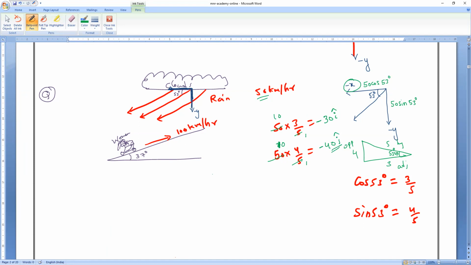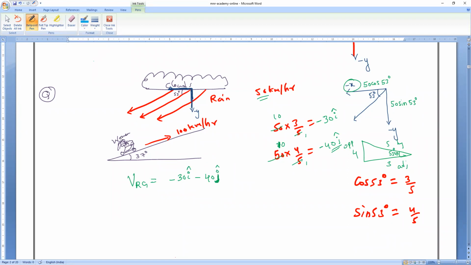Is it clear? So I will say the velocity or speed of the rain with respect to ground. What is that, guys? Everybody tell me. Minus 30 i cap minus 40 j cap. Is it right or wrong? Am I correct, all of you? Yes, sir. That is what it is. It's very tough. That is why imagination is very important.